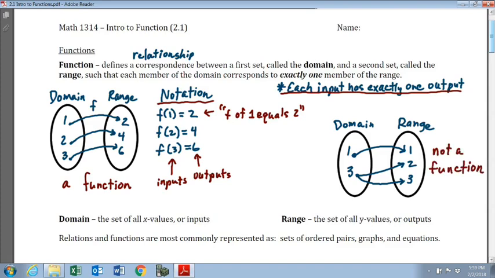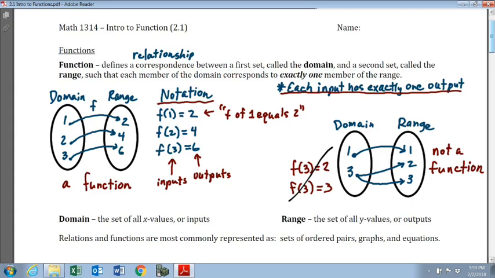So basically, notice what we have here. F of 3 is equal to 4. Whoops, I need to fix that. That should say 2. And then f of 3 corresponds to 3. So here you have an input of 3 that corresponds to 2 different outputs. So again, this is the kind of thing that can never happen. You can't have the same input with 2 different outputs.